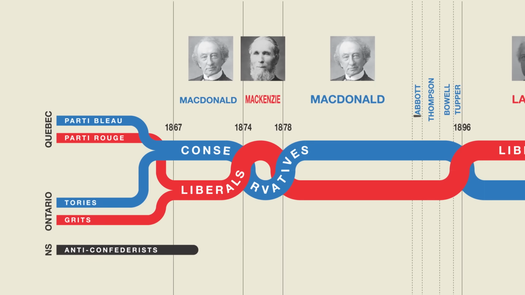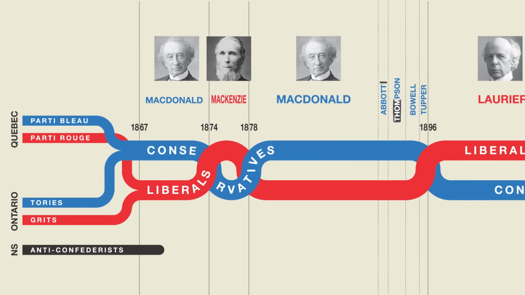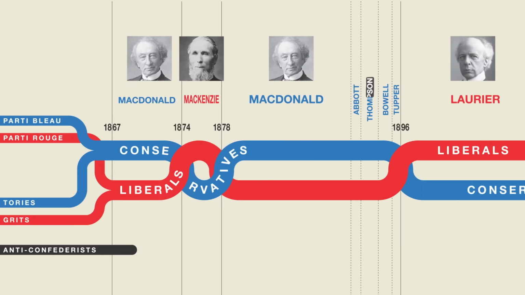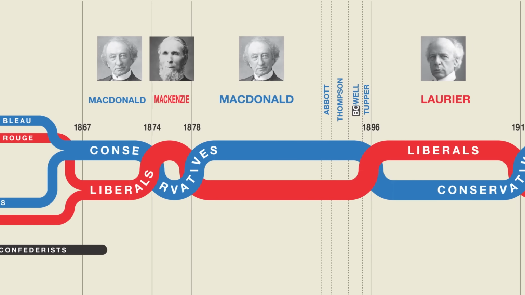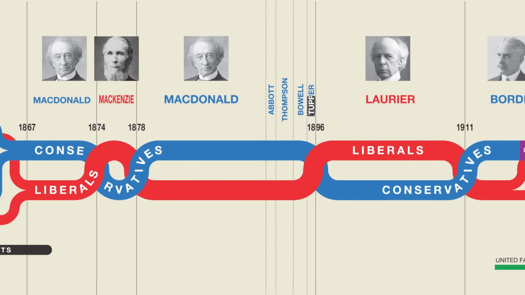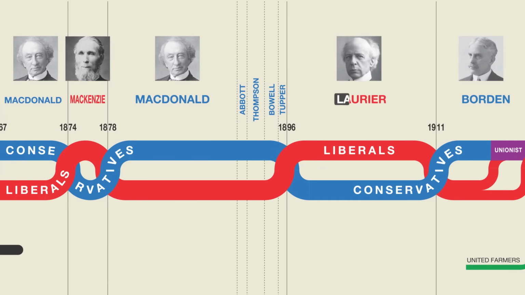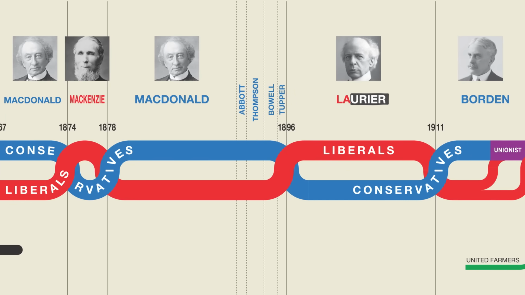You see, Abbott got sick and had to retire. Thompson died in office from a heart attack at age 49. Bowell was unpopular and was forced to resign. And Tupper, well, he lost the next election to the Liberals, who were now led by Sir Wilfrid Laurier. That election was a major turning point because ever since then, the Liberals have been the dominant party.